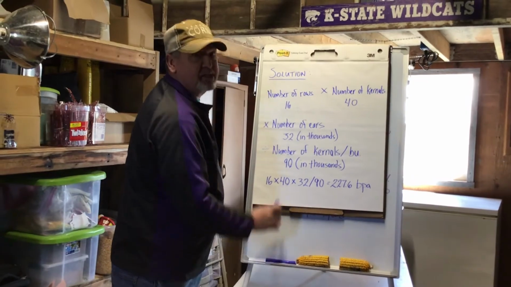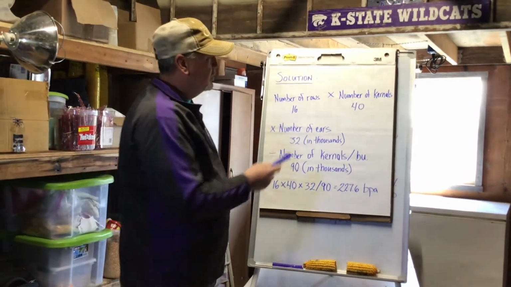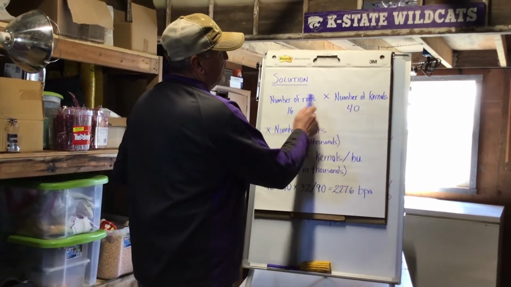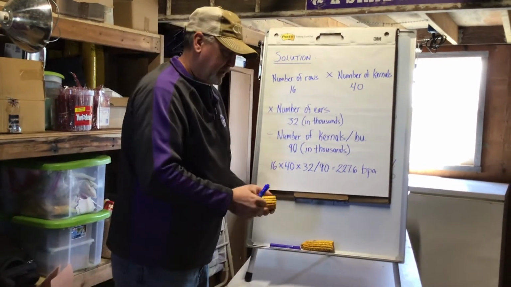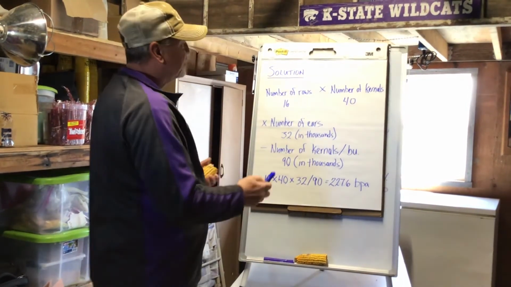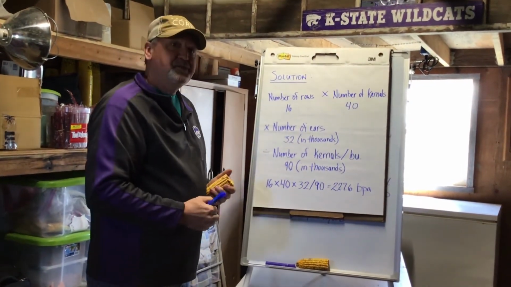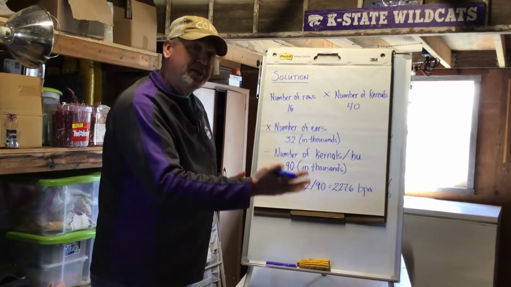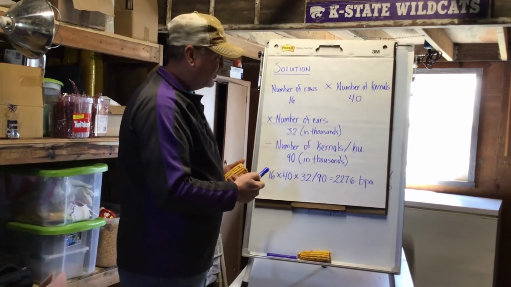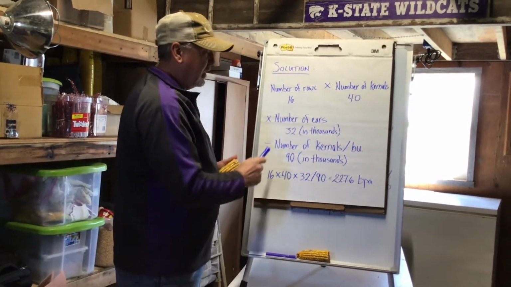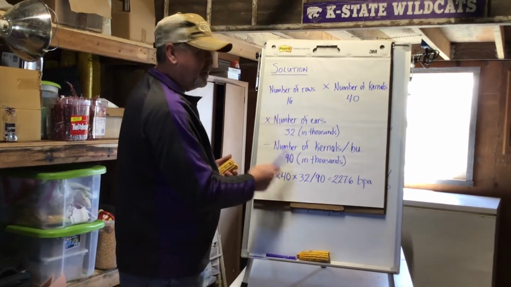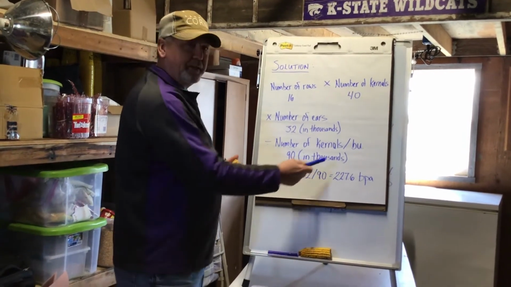First of all, as I said, the number of rows is 16. And remember, I've already counted those. We take that times the number of kernels. And again, in each row, there are 40 kernels. We've taken the number of ears, remember, I said the number of ears per acre, that is. In this case, it was 32,000. We're going to multiply that, and we're going to divide that by the number of kernels per bushel. In this case, it was 90,000.